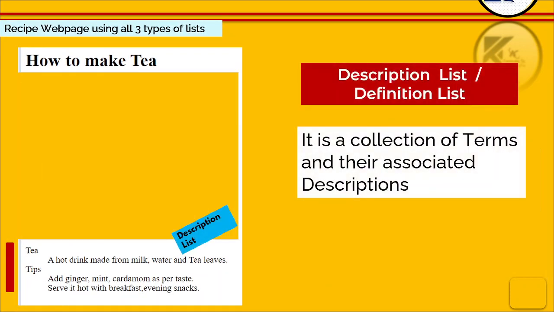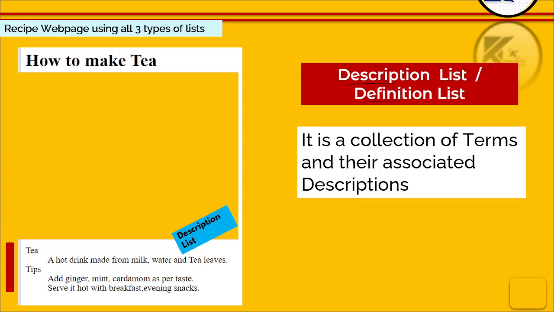But what about this particular section? We don't have any list marker over here, but it has its own arrangement. So these are description lists or definition lists. In HTML4, these were called definition lists, but in HTML5, they are called description lists. And using this list, we can organize the information in various ways.